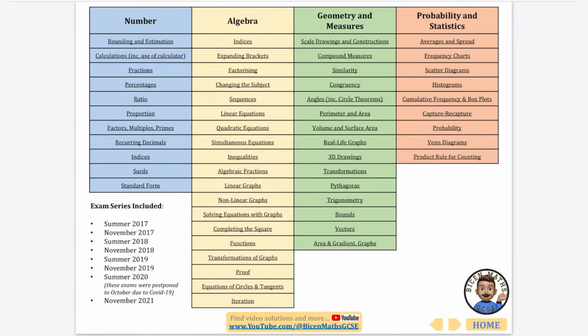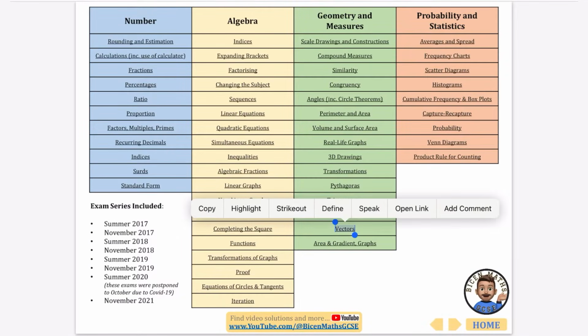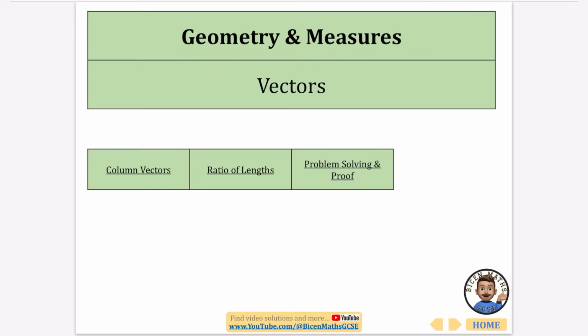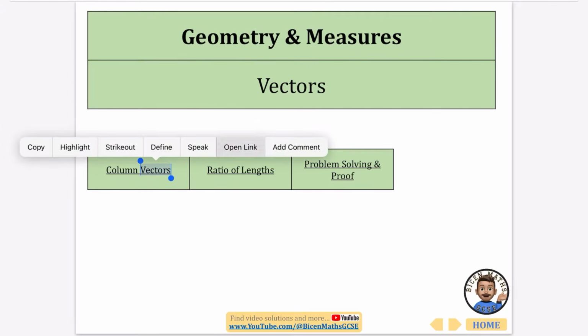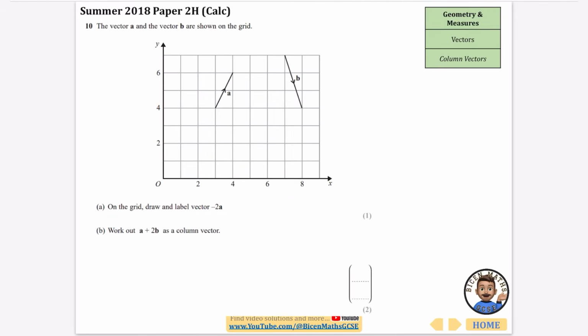Okay, I'm going to be answering every question that's ever been asked about vectors, and the first part of this video is just going to be a couple of questions just on column vectors, so nice and easy. These ones are going to be tough. These are probably going to be some of the toughest things that you will do in GCSE, really there for the people that are aiming for that grade 9. So column vectors, just a couple of questions here.